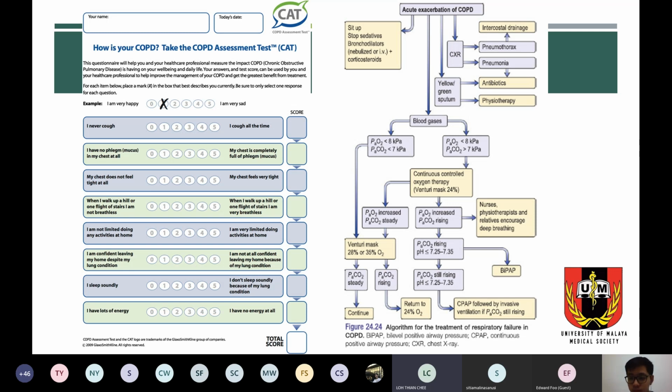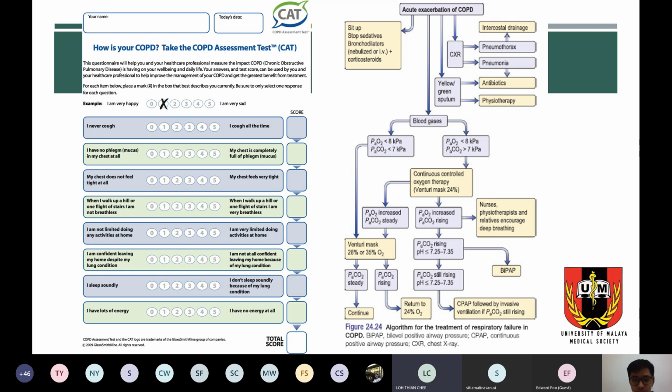Okay, Hai Liang, you want to show us something? Yeah, so this is just extra stuff that I think can be quite relevant. This is the CAT, the COPD assessment test. And then this is the acute exacerbation, like in the case of acute respiratory failure in a COPD patient. This is the thing that I think is quite relevant for us. So this is a diagram I copied from Kumar and Clark. Do you think this is okay, or should something else be added?